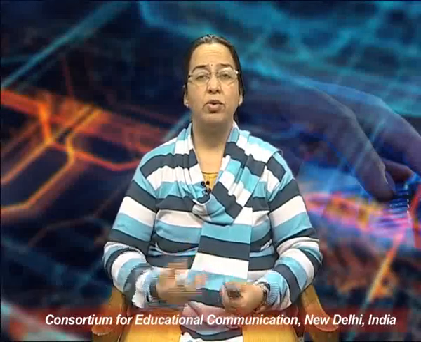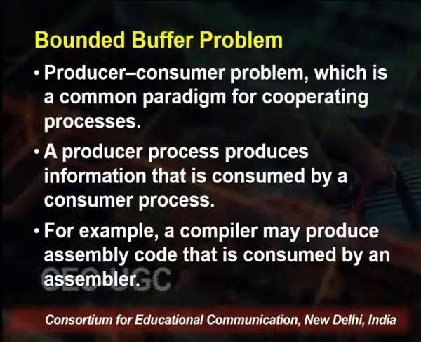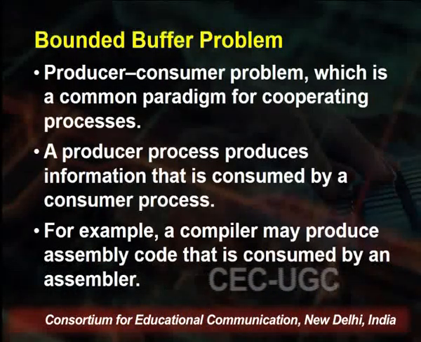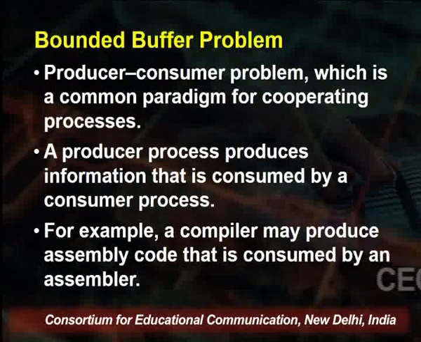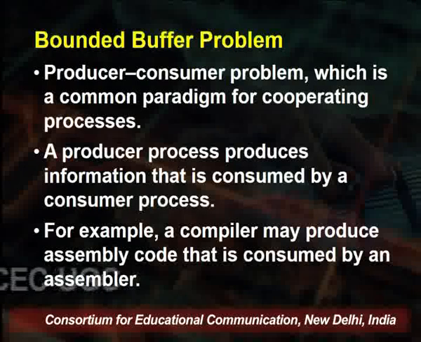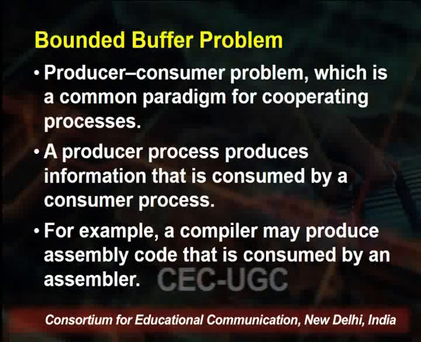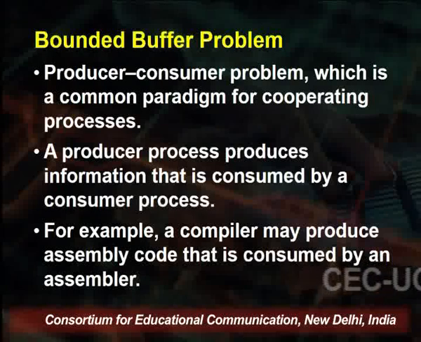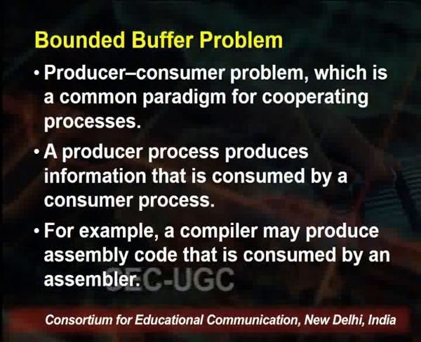An even better example of this producer consumer paradigm is the compiler and the assembler. A compiler is going to produce assembly code, so it works as a producer, and this assembly code is consumed by an assembler, which works as a consumer here. So, any client server paradigm or any compiler assembler pairing is an example of a producer consumer problem. Now, this is the scenario of a producer consumer problem. What do we mean by bounded buffer here? That we will be exploring in a while.